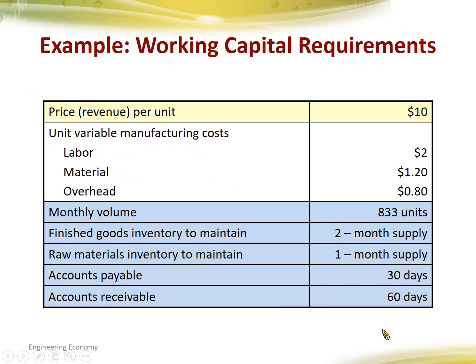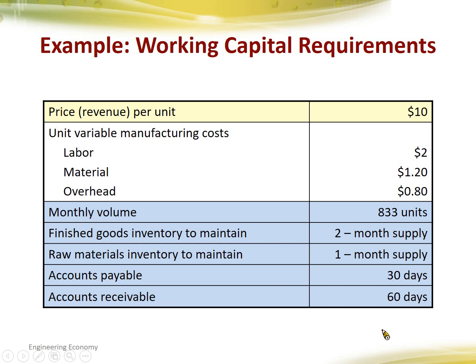Let's see. Okay. So this is the setting of an example that we have. We have revenue per unit of 10. That's if you sell an item, it's 10. We have variable manufacturing costs, labor, material, overhead, as you can see. So it's 2.2. Revenue is 10 per unit. Variable cost is 2.2. Monthly volume is 833 units.